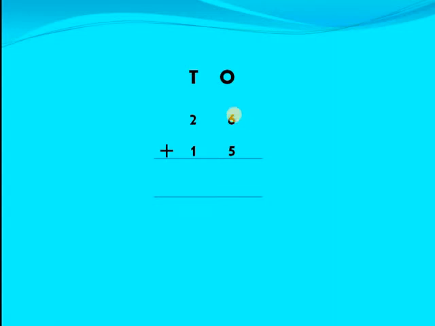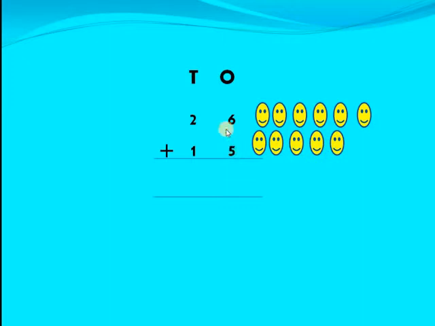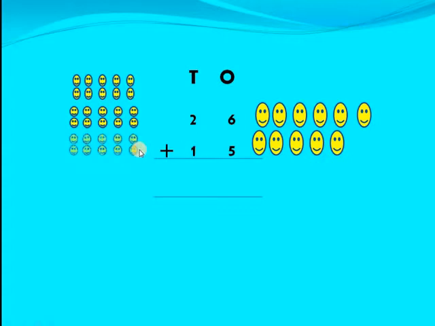Always start from ones. So when we start from ones, here we have 6. So here we are going to draw 6 smileys. The second number is 5 in ones place. So we are going to draw 5 smileys. Now moving to tens place. Here we have 2. 2 tens means we have 2 bundles of 10. That means 1 bundle of 10 and 2 bundles of 10. 10 and 10, 20. 2 tens means 20. And here we have 1, so 1 more bundle of 10. So at present we have a total of 3 bundles of 10.